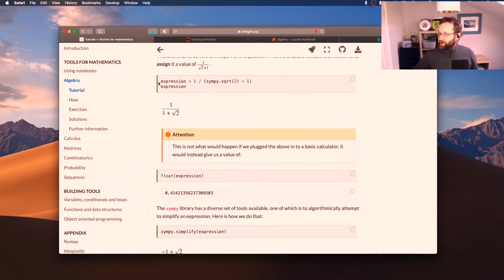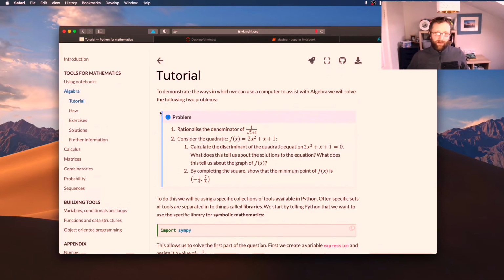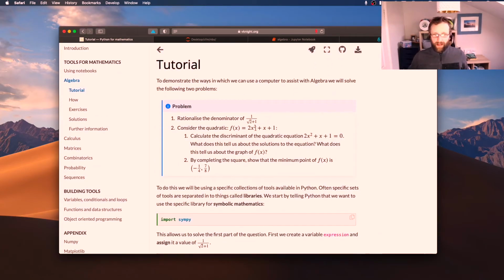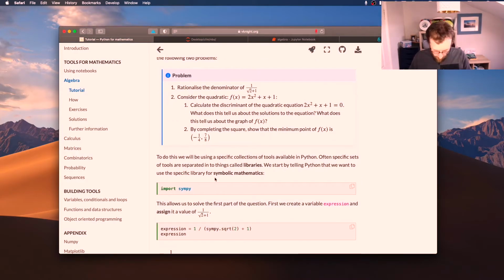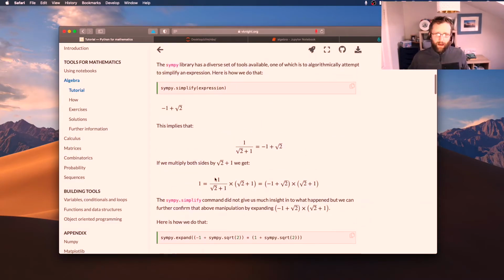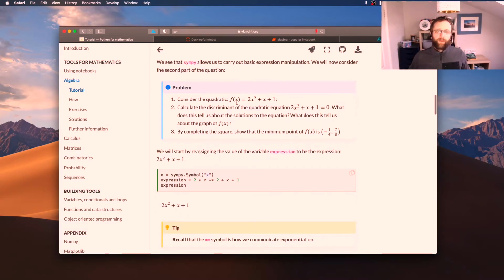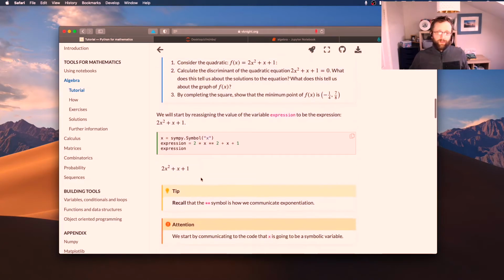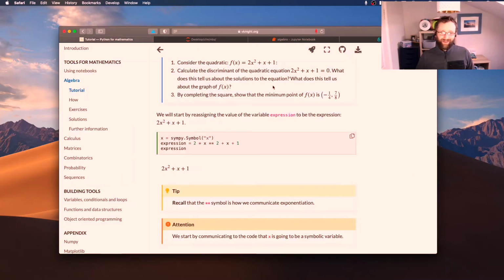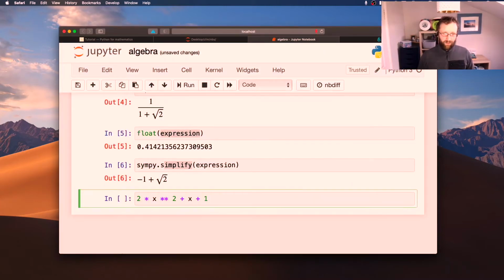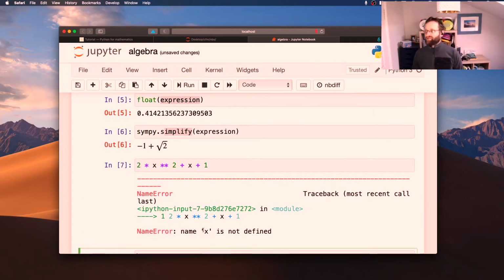Now, that was the first part of the question. The next part, if we go back to it, is all about this particular quadratic, 2x squared plus x plus 1. Okay? So what we're going to start doing is, first of all, writing down this expression. Now the tricky thing is we want this 2x squared plus x plus 1. And if I run that, it says I don't know what x is. Python at this point can't use x as a symbol.